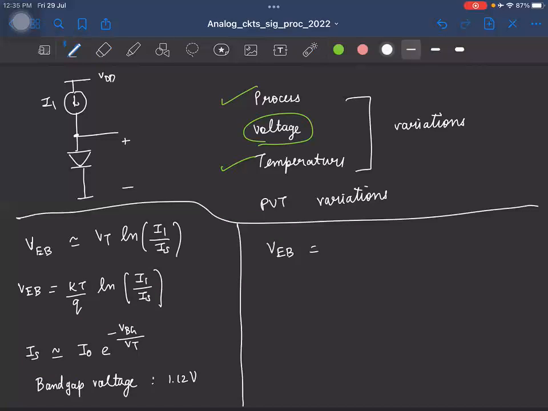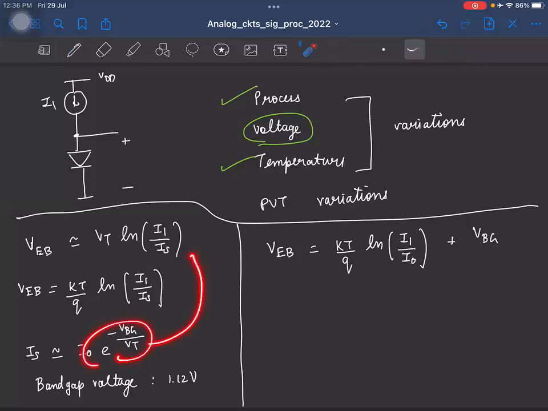Can work out, right? It's not so big. kT by q ln. Great. Okay. Right. I mean, this is simple, right? This exponential goes into the ln and comes out, and this VT gets cancelled with this guy, and you'll have this expression. Is that okay?